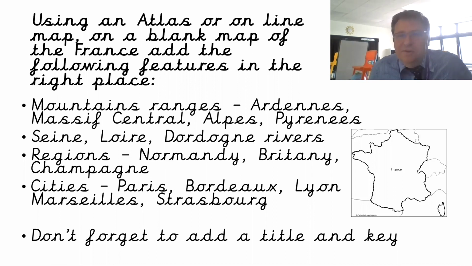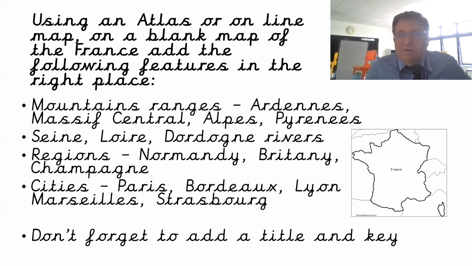Now, I don't know about you, but I'm sure your parents enjoy a glass of champagne occasionally. So see if you can find those regions. And then add some cities, maybe Paris, Bordeaux, Lyon, Marseille, Strasbourg. They're all in France. Now, when you've drawn your map, don't forget you'll need a key. Probably the rivers are going to be blue lines. You may want to put the mountains in, say, a green blob or a green area.